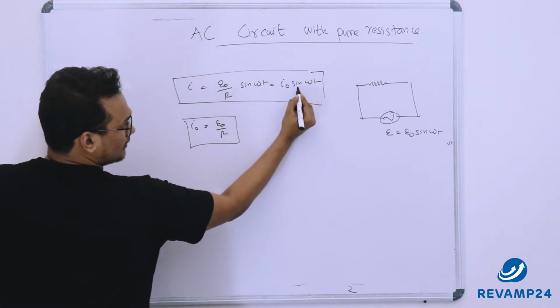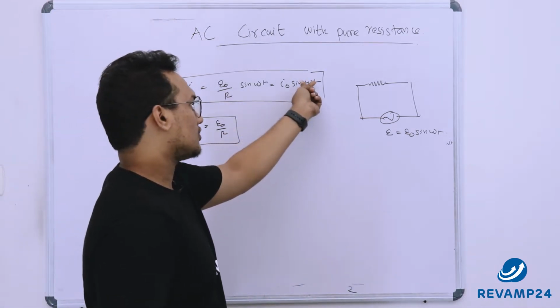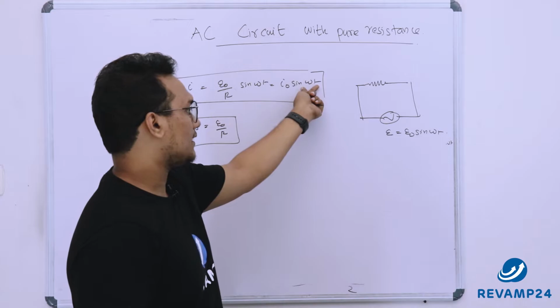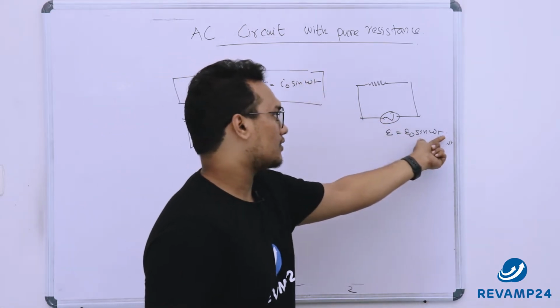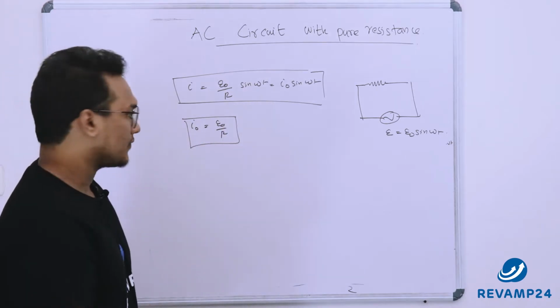Now, see, inside the sine we have omega t here. So current varies according to sine omega t, and here also it varies according to sine omega t. Both are in phase.